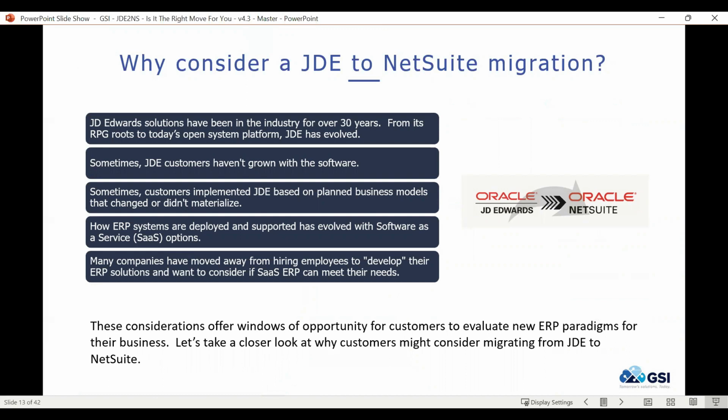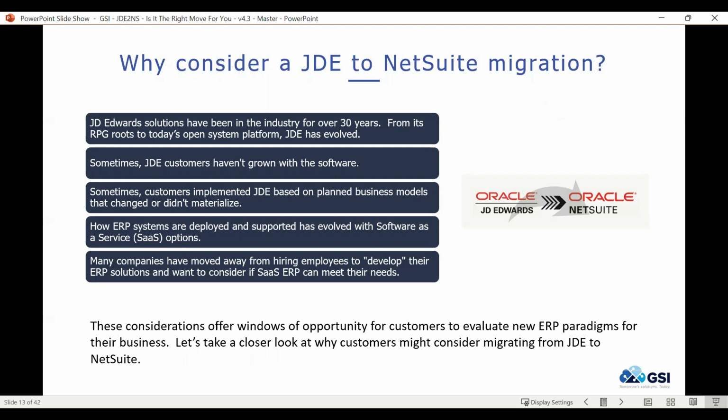So as we move forward and we consider the migration itself, and why a JD Edwards customer would go to the extent of saying, hey, I've got an ERP system in place, maybe it's been here for a long, long time, should I consider something else? Well, these are some themes that we've encountered with our customers that we've helped make this move. It's considerations, right?